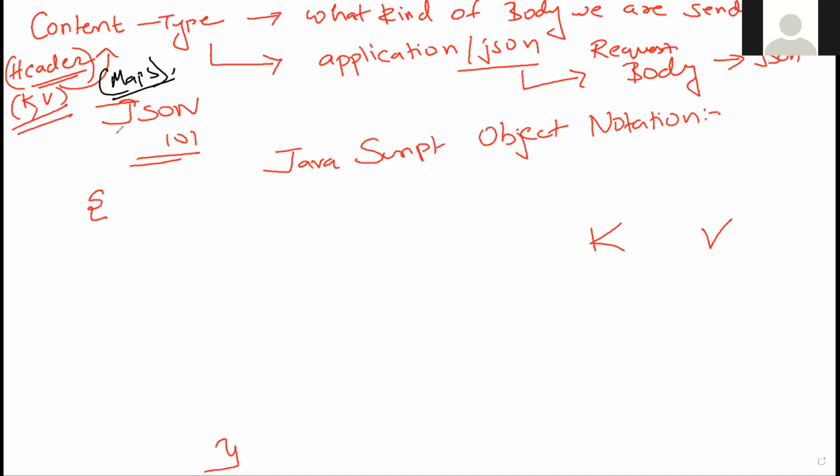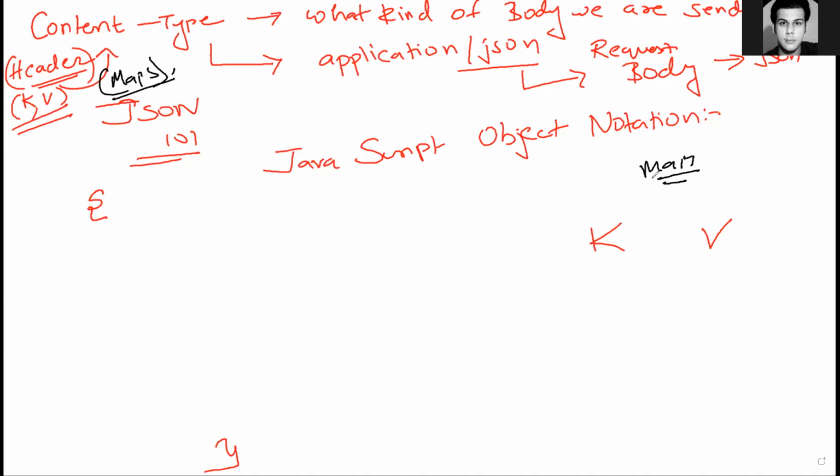Maps. Whenever you see your header coming into the picture, and if I want to make an API request in Java, you will need something called maps. Similarly, a key-value pair is coming over here also. If I want to make a JSON in Java, you will require maps to come in over there.